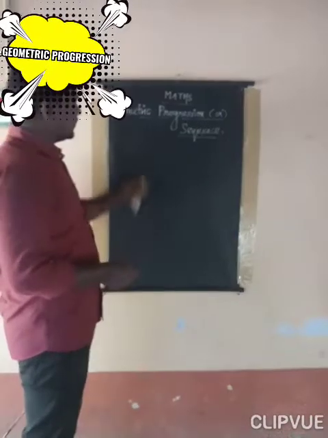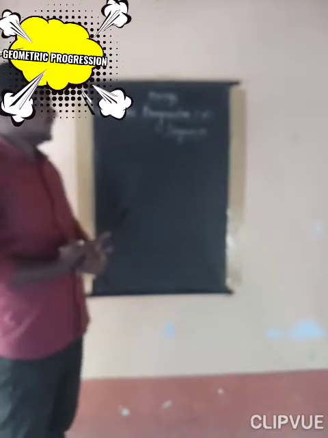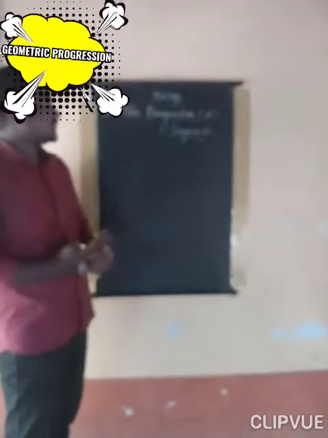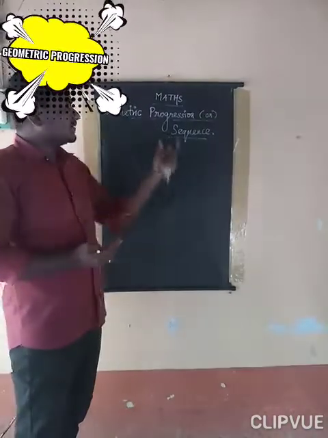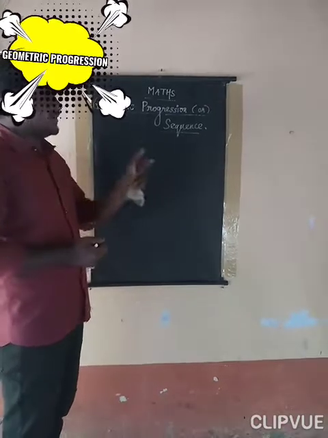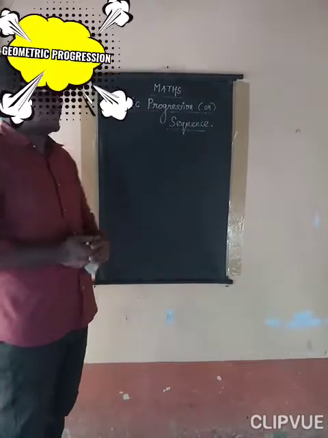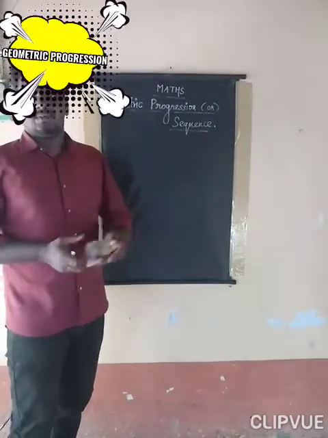In this video we are going to learn the new topic, geometric progression or sequence. So first of all we should know what is a sequence. A sequence is listing the numbers in a particular order. For example 1, 2, 3, 4, 5 like that.